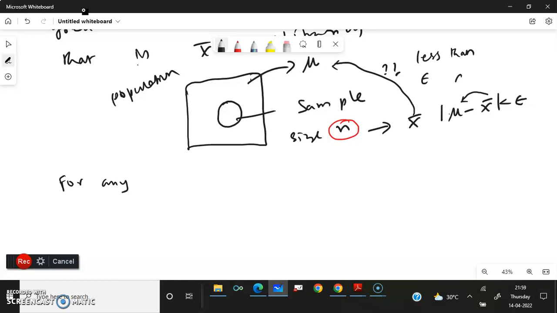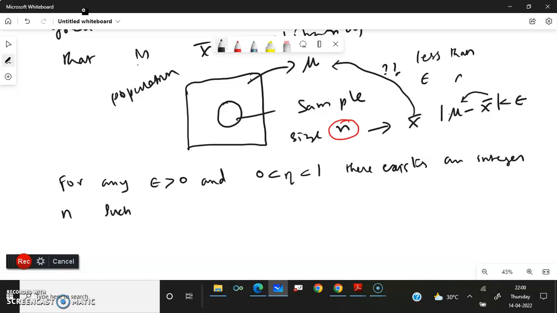any epsilon greater than 0 and 0 lesser than eta lesser than 1, there exists an integer n such that n, the size of the sample, should be greater than or equal to sigma square, the population's dispersion, the population's variance, divided by epsilon square into eta.